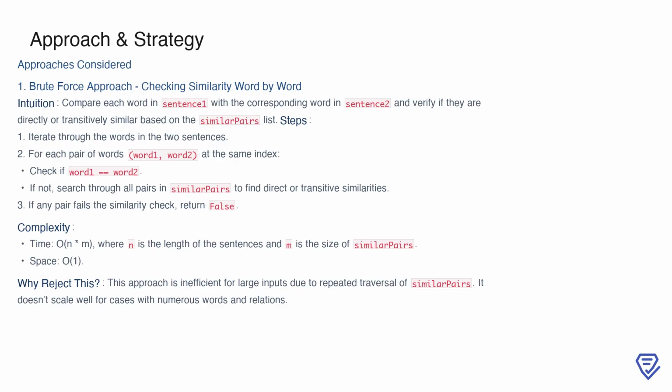While this approach is conceptually simple, its inefficiency becomes apparent as the size of the sentences or the number of similarity pairs grows. The repeated traversal of similar pairs makes the time complexity O(n * m), where n is the length of the sentences and m is the size of the similarity list. Thus, this method is not scalable for larger inputs, making it impractical for real-world applications.